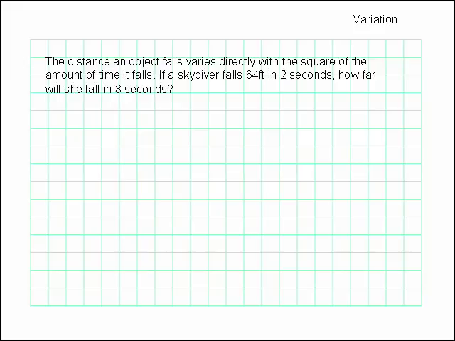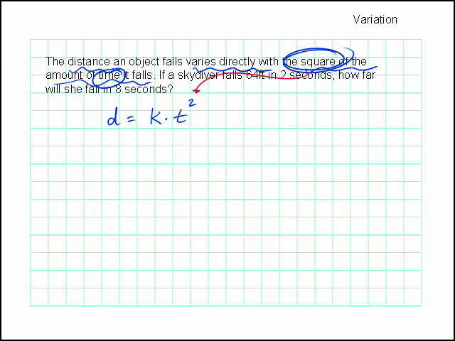Yes. Okay, let's come up with an equation from this. The distance, d, an object falls, varies directly, so it's going to be k times something again, direct variation. What does it vary directly with? The square of the amount of time it falls. Not varies directly with time, t, but it varies directly with the square of the time, t squared. See that right there? Square of time, so you got to put a little square on there. That's the equation we need. D equals k times t squared.